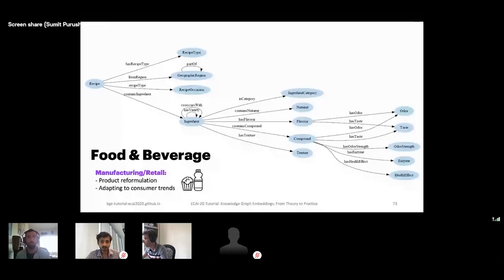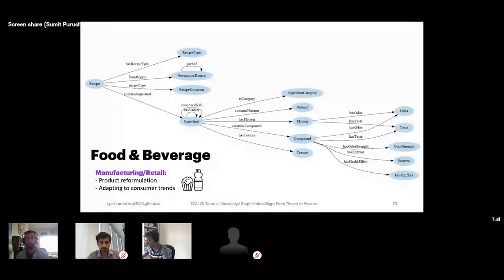Okay. So hello, everyone. In this next applicative example, I'm going to discuss how you can apply graph embeddings in the manufacturing and retail space. There are probably a lot of reasons that you might want to apply them here, but the main ones that we're going to consider are product reformulation and adaptation to consumer trends.